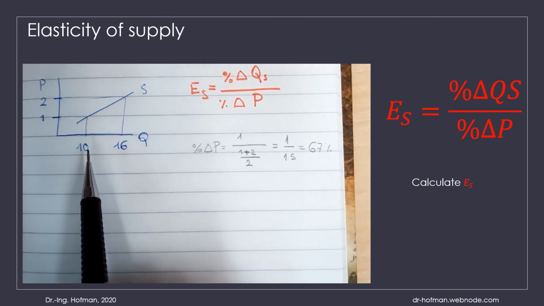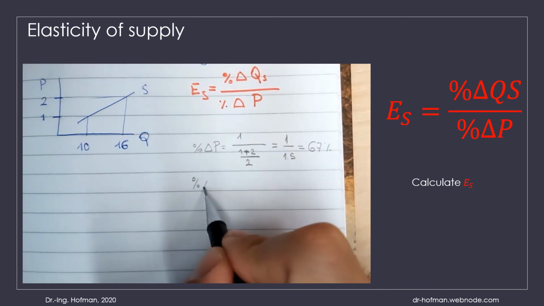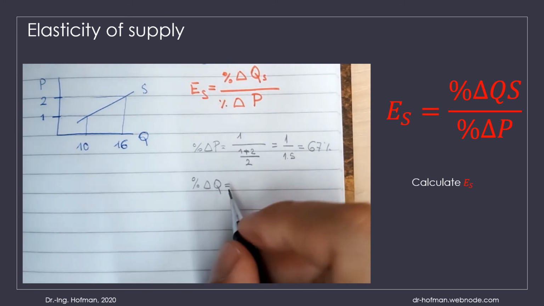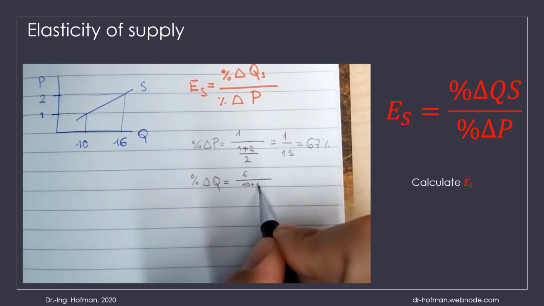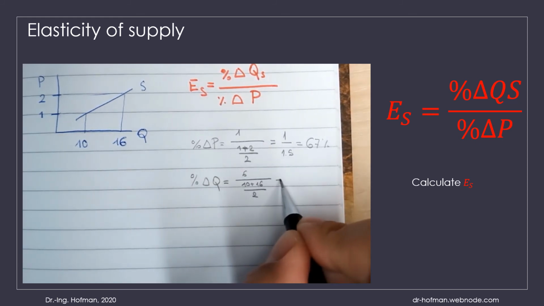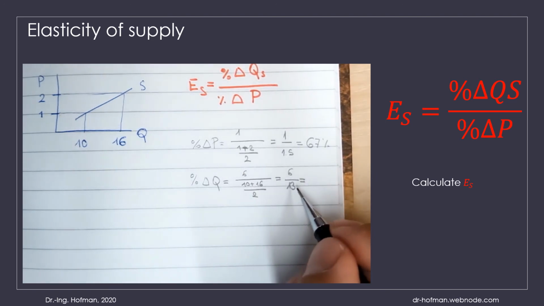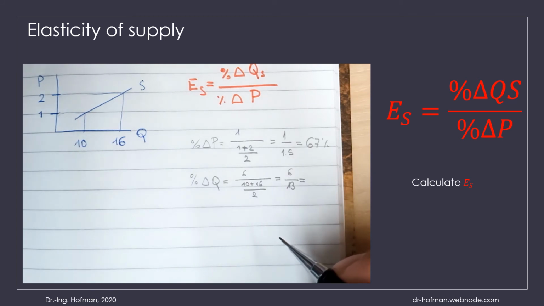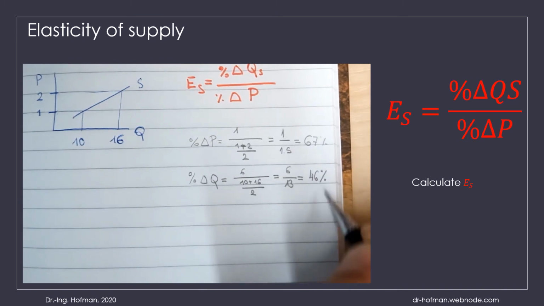And in quantity, from 10 to 16, we have plus 6 over 10 plus 16 divided through 2, 6 over 13. And we have 46% increase in quantities supplied.